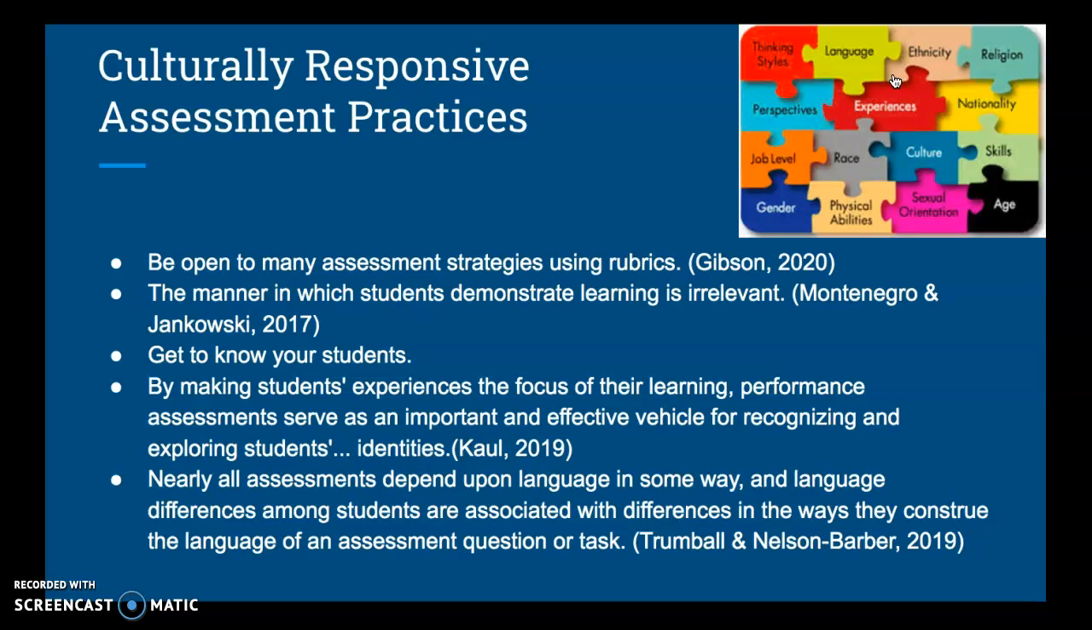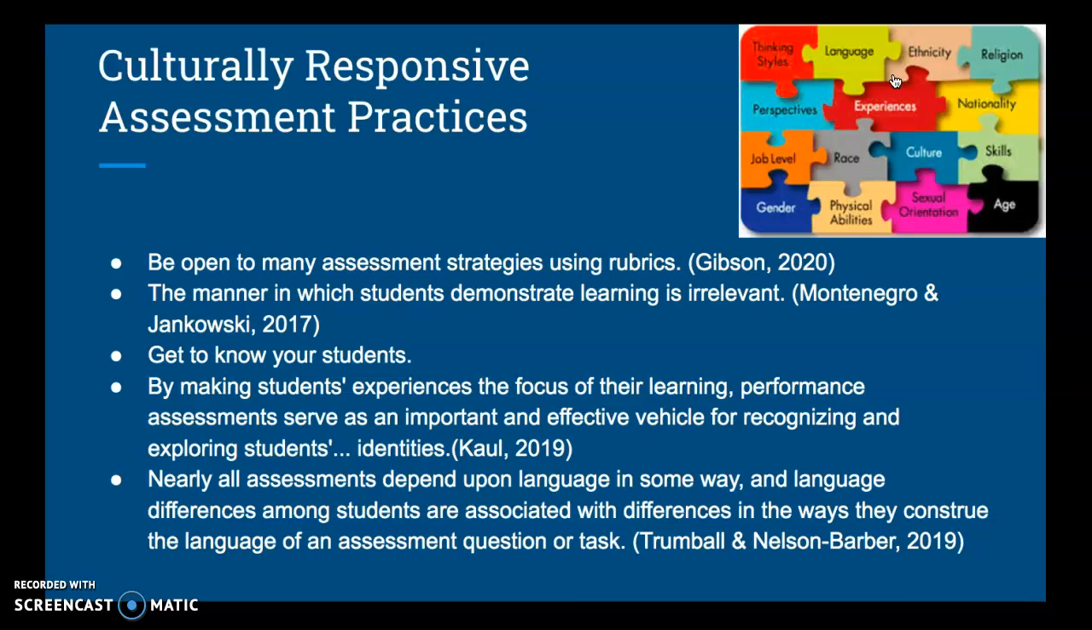And if you know students would not like to get up and speak, then maybe doing speeches for your class is probably not the right direction you should go. By making student experience the focus of their learning, performance assessments serve as an important and effective vehicle for recognizing and exploring students' identities. So by doing fun, creative projects, you will learn more about the students, and they will get to show themselves in your class more and show their true identities in your classroom, which will help build a relationship.